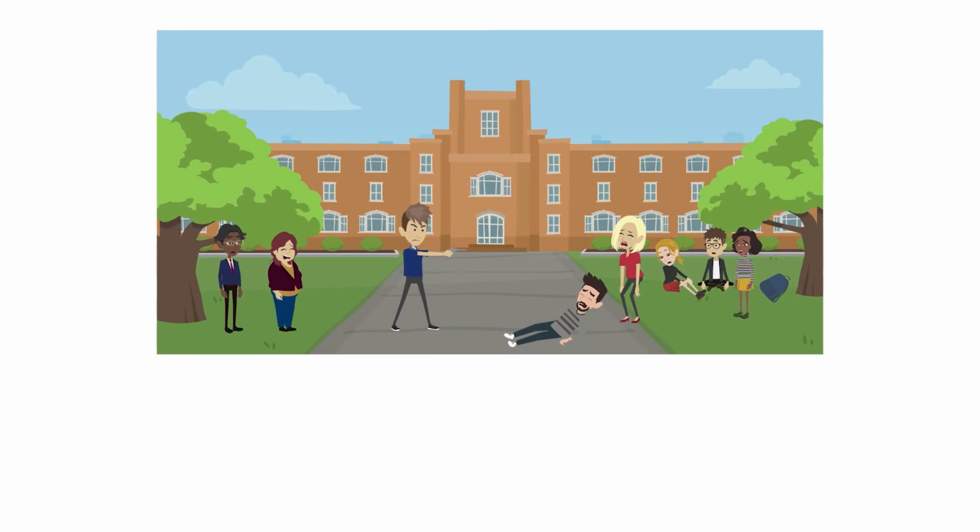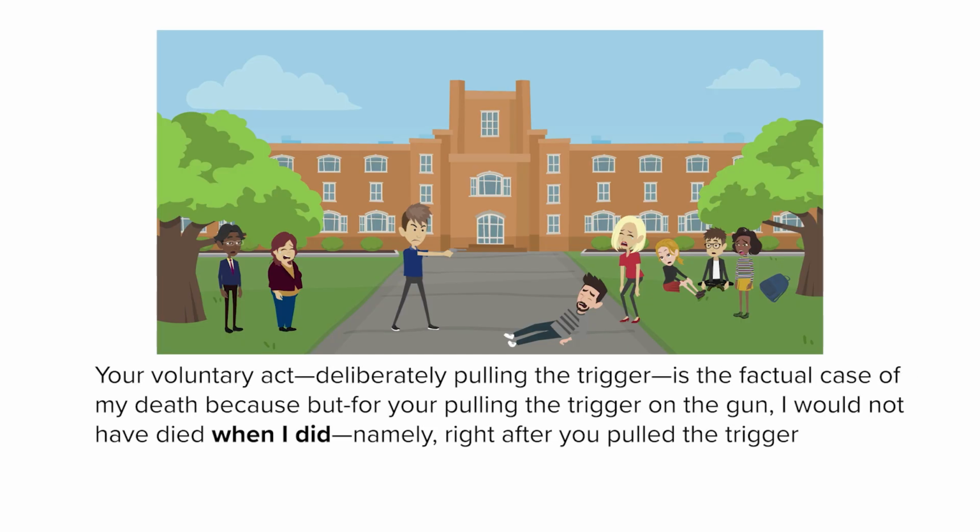Because here, your voluntary act, that is, deliberately pulling the trigger, is the factual cause of my death, because but for your pulling the trigger on the gun, I wouldn't have died when I did, namely, right after you pulled the trigger. Okay, so that's an easy case where factual causation is met.